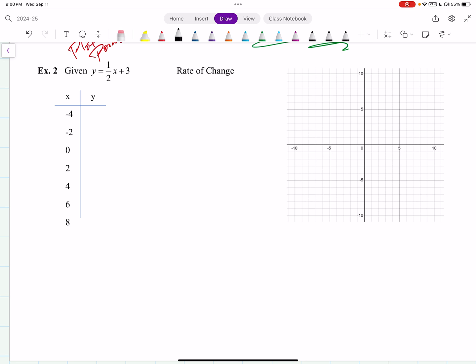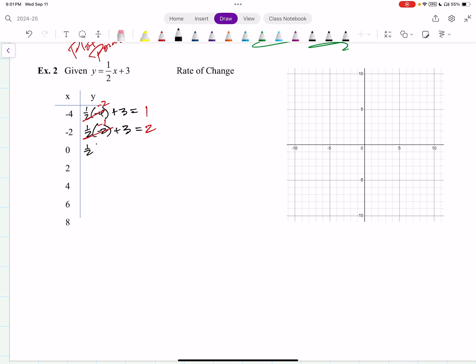I'm assuming that you already did it, so we're going to take 1/2, multiply by -4, and then add 3. To do that, we take -4 divided by 2. That's -2 times 1 is -2, plus 3, and that's 1. Next one, 1/2 times -2 plus 3. So 1/2 of -2 is -1. -2 divided by 2 is -1, times 1 is -1. Add 3, you get 2.